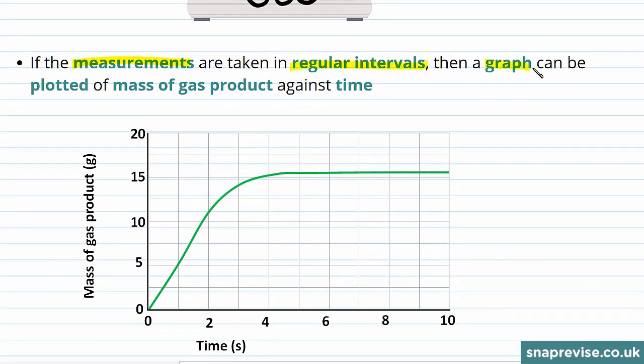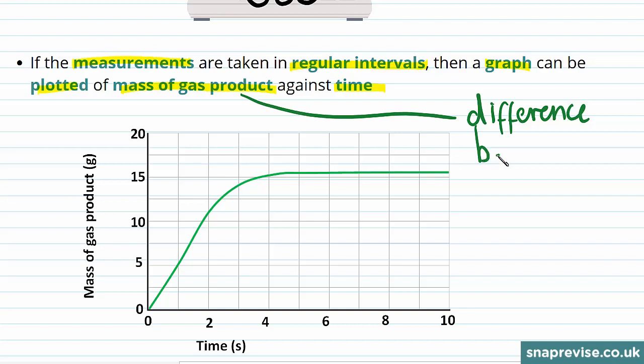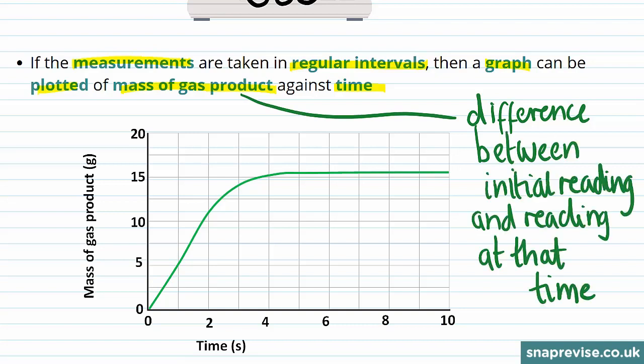As a result, a graph can be plotted of the mass of the gas product against time, where the mass of the product that is a gas is just calculated by the difference between the initial reading and the reading at that time. An example of the sort of graph that you can plot is shown here, with time along the x-axis in seconds, indicating the time since the start of the reaction, and the mass of gas product produced on the y-axis.